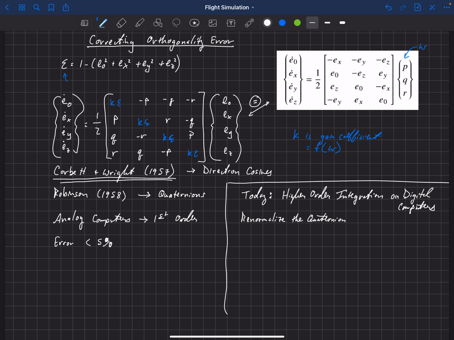So the definition, or the way that we do that mathematically, is we say that the quaternion renormalized is equal to the current quaternion divided by the length of the quaternion. And you can write that out, obviously, so it'd be E divided by the square root of E0 squared plus EX squared plus EY squared plus EZ squared. Okay.